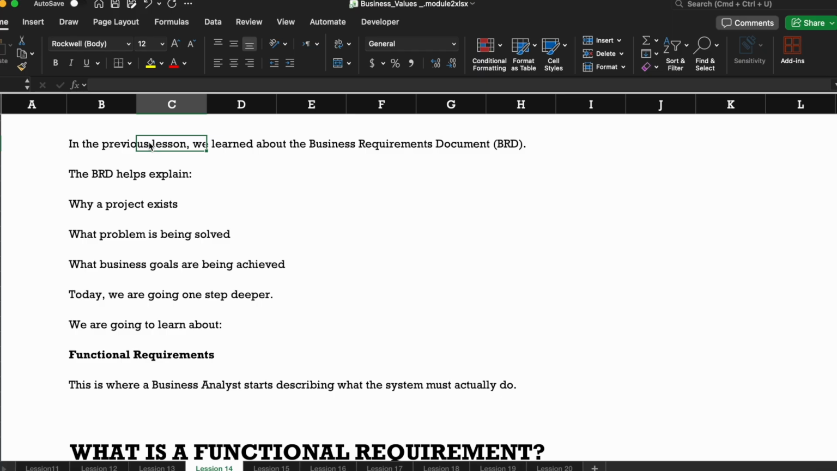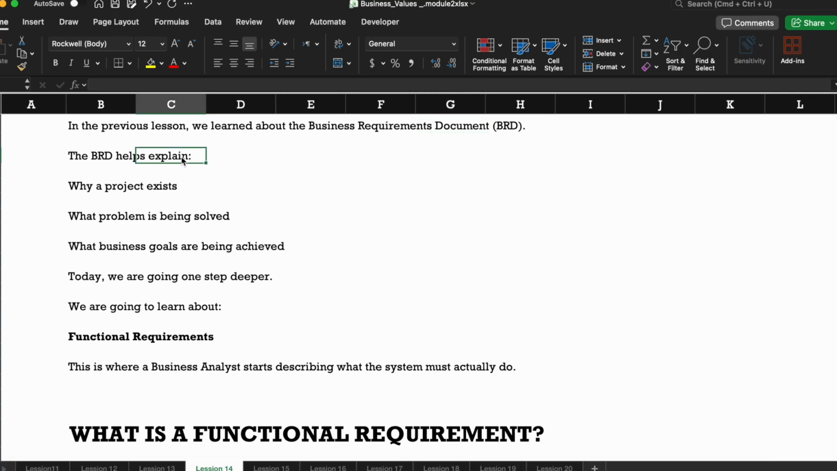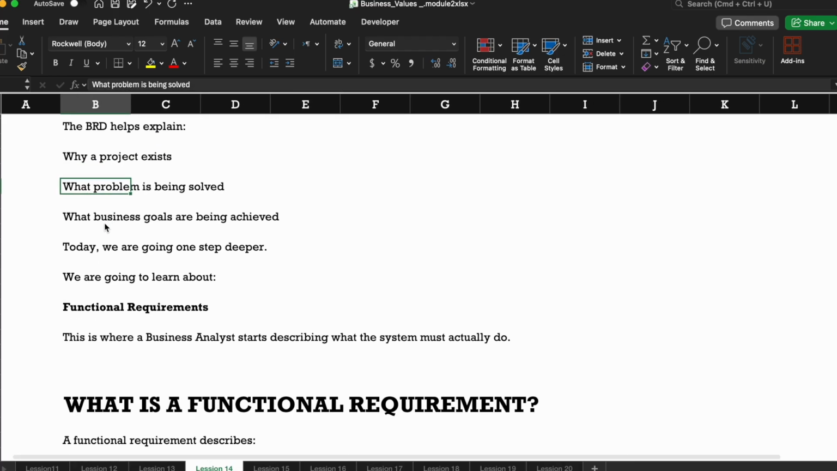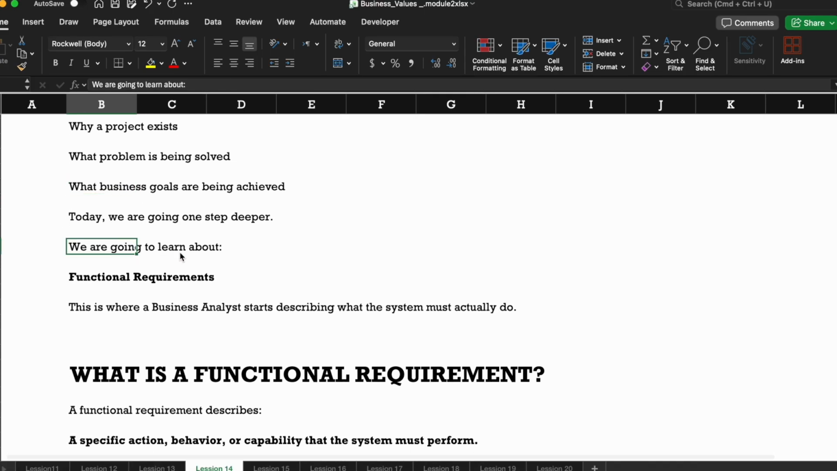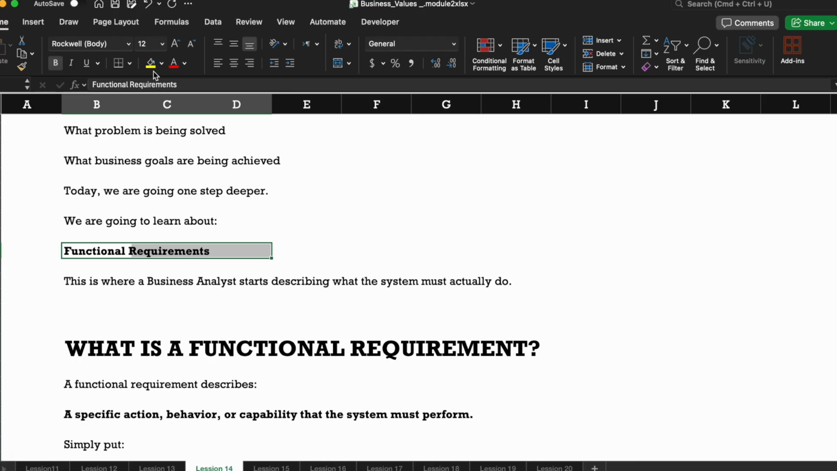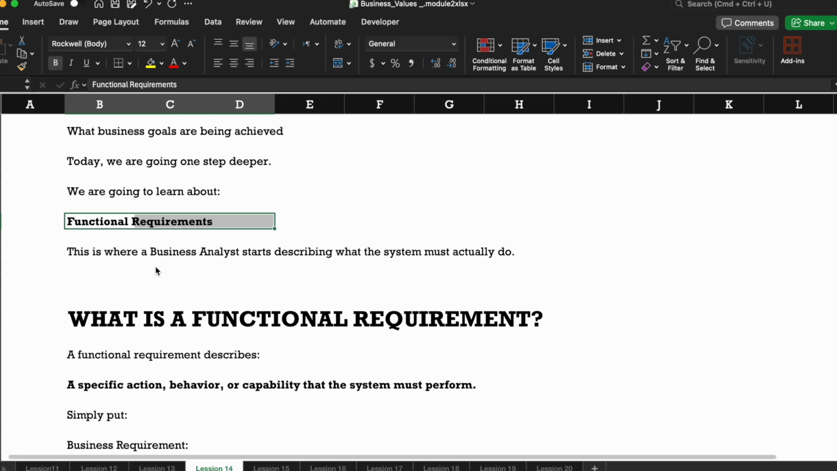About business requirement document, which is BRD. The BRD helps explain why the project exists, what problem is being solved, what business goals are being achieved. Today we are going one step deeper. We are going to learn about functional requirements. Okay, so this is where business analysts start describing what the system must actually do.